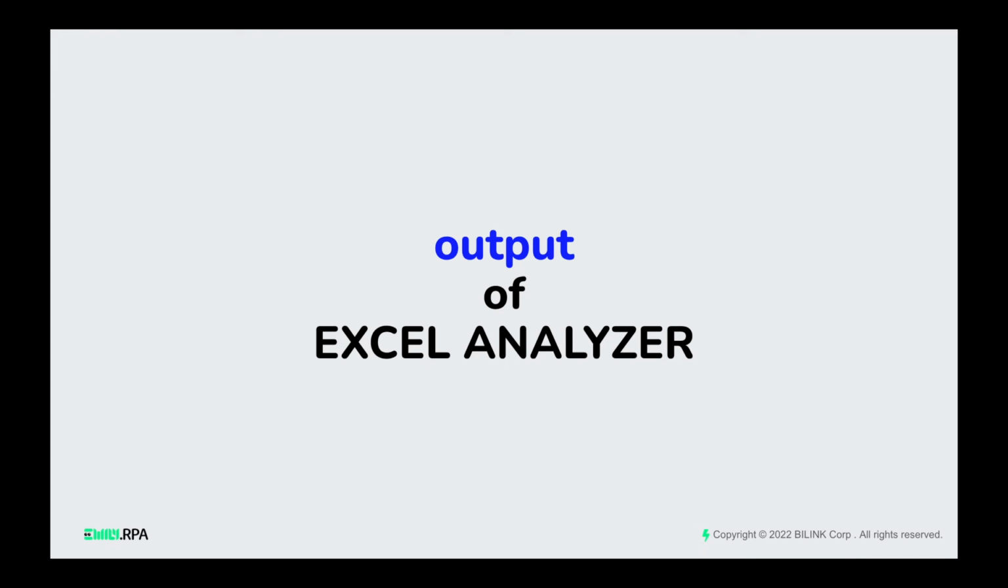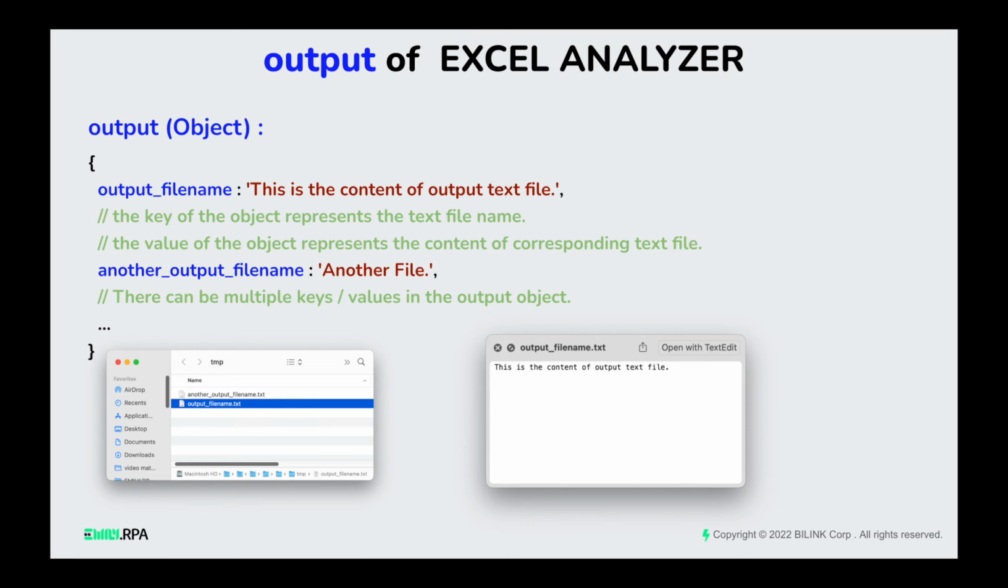Let's take a look at the output variable in the Excel Analyzer module. In the Excel Analyzer module, the function of the output variable is to output the specified information as text files. The output variable is formatted as an object. Each key in the object represents the file name of a text file. Each value corresponding to each key is the content of the text file.